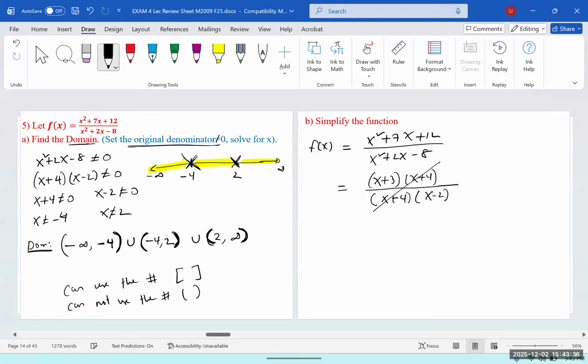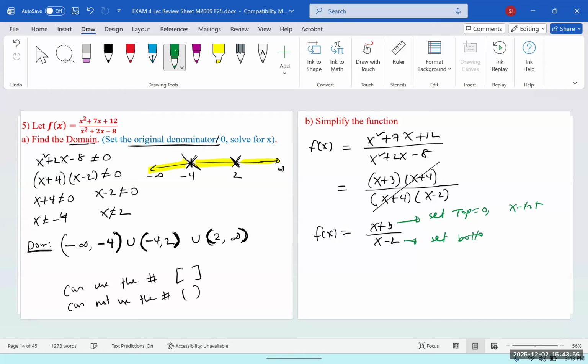So, x plus 4 cancels out. We get f of x is x plus 3 over x minus 2. Now, if you set the top equals 0, you get x-intercept. If you set the bottom equals 0, you get vertical asymptote. And if you set x plus 4 equals 0, you get removable discontinuity. Okay, so everything you do gives you something.